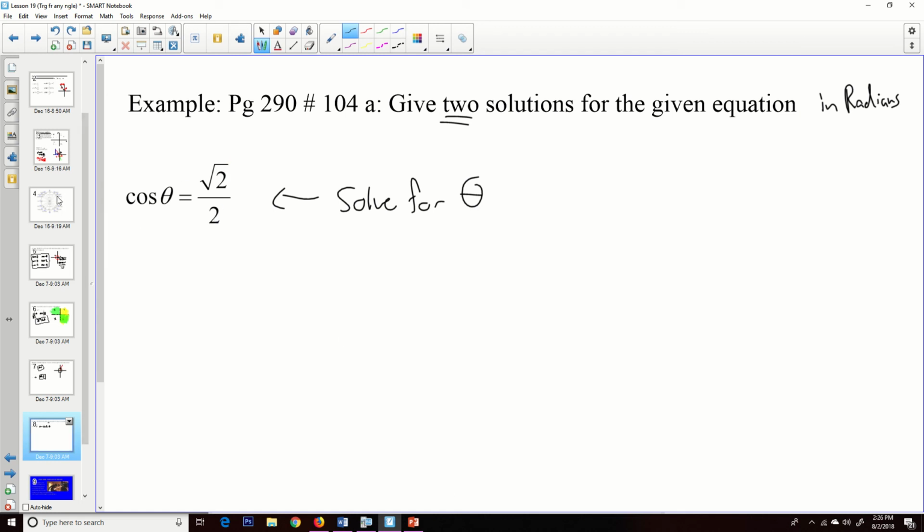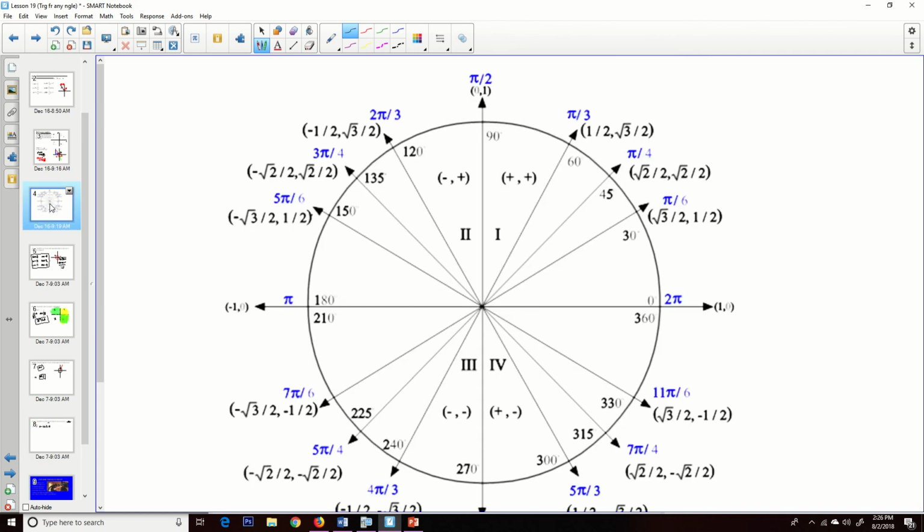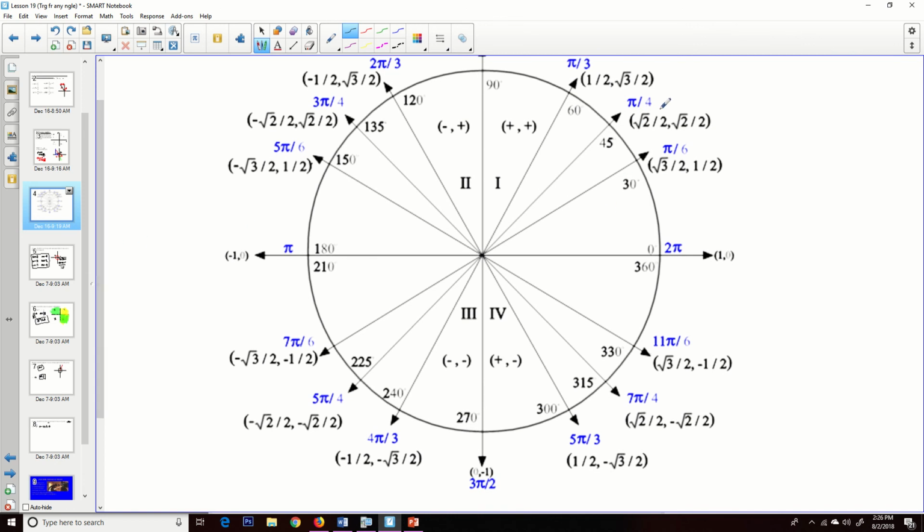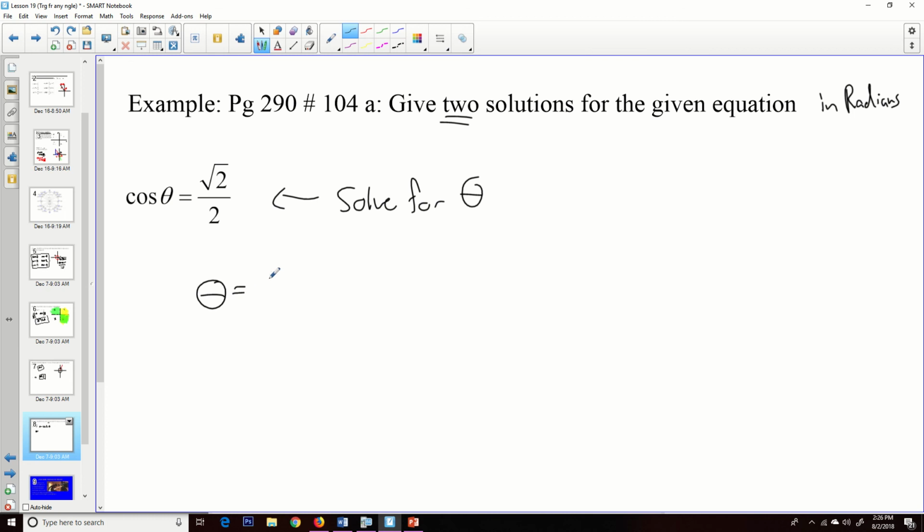So go back to this unit circle, maybe, hopefully. Come on, go back to the unit circle. Not responding again. There we go. All right. So I'm looking for x values of square root of 2 over 2. So I have an x value of square root of 2 over 2 here, and I have an x value of square root of 2 over 2 here. So I need the angles that produce that. So my answer is pi over 4 and 7 pi over 4. So I'm going to come back down here. Theta equals pi over 4 and 7 pi over 4. Well, that's all I got.